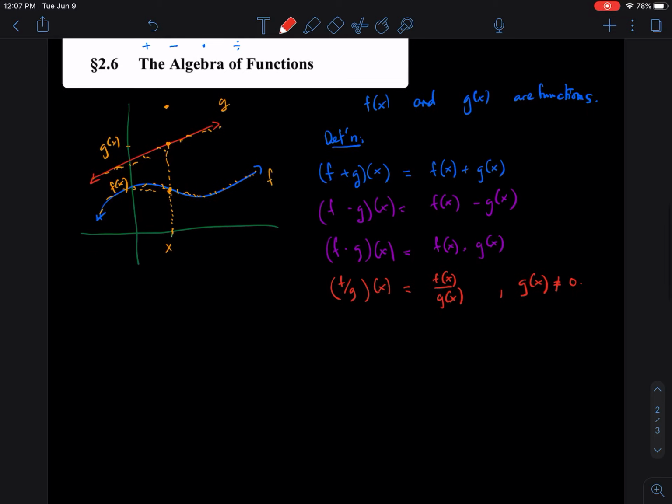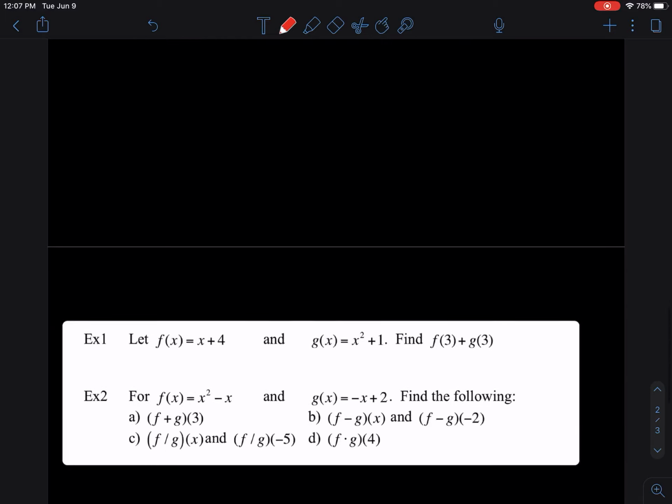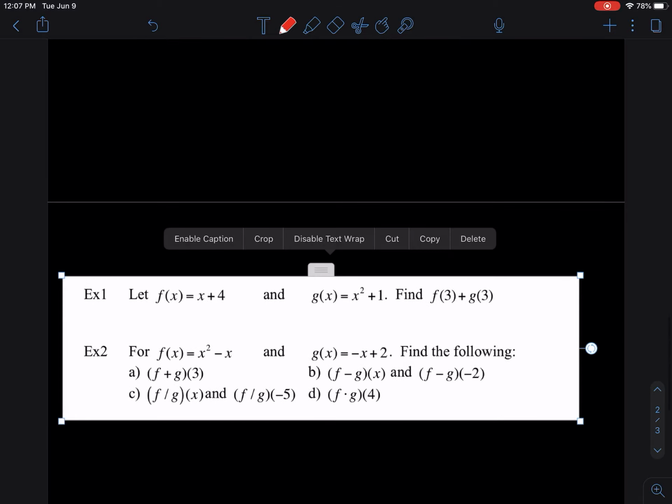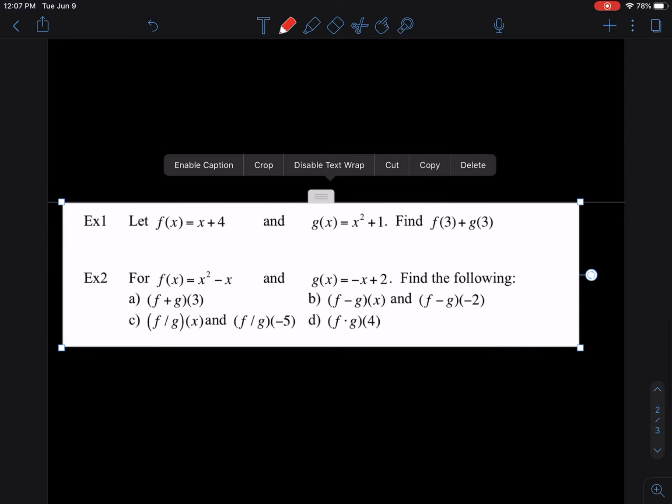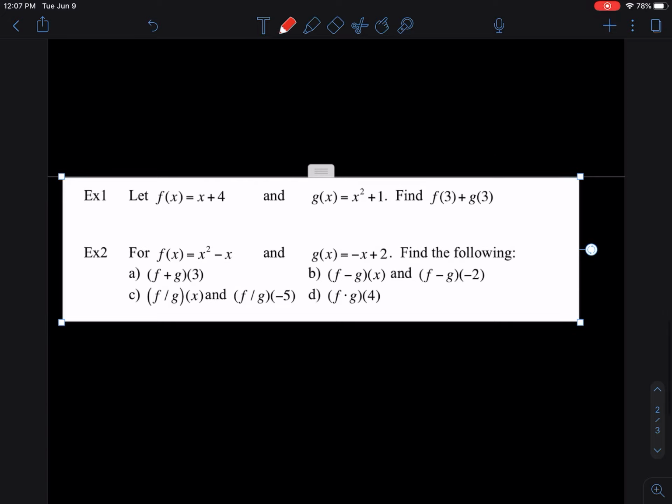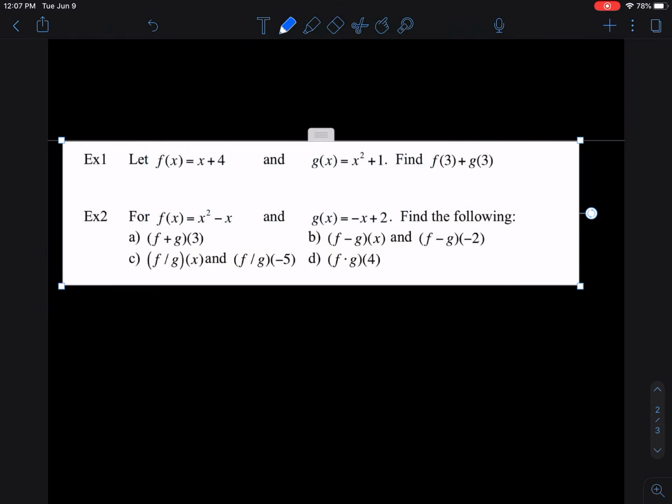So let's look at examples. I'm going to go over several examples here. Example 1: we're given f of x and g of x, and we're just going to add these two functions at a particular input, 3. Okay, so let's look at this. Example 1.